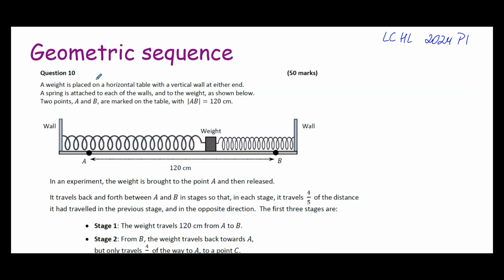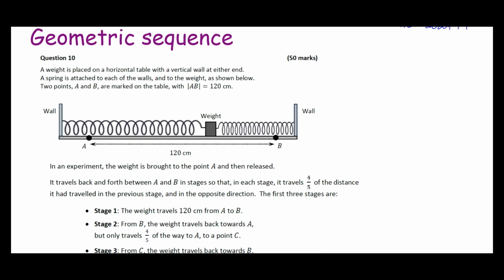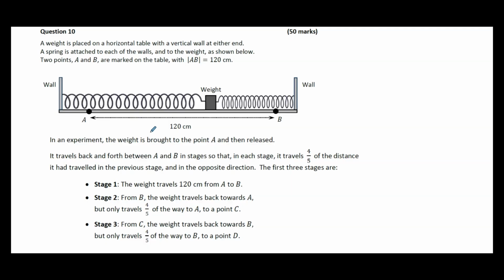A weight is placed on a horizontal table with a vertical wall at either end. And we can see wall and wall, and that is the weight. A spring is attached to each of the walls, and we can see that's where it is attached, and to the weight, as shown below. The points A and B are marked on the table, and the length from A to B is 120 centimeters. So in an experiment, the weight is brought to the point A.